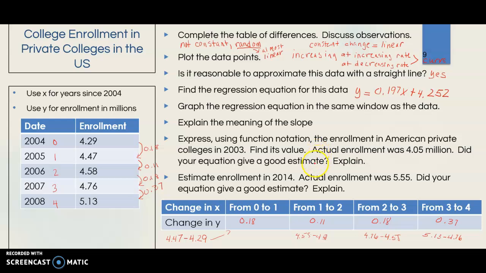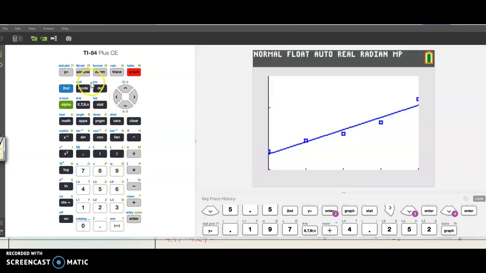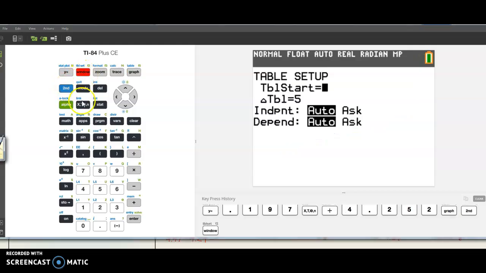It says express using function notation the enrollment in 2003. So using our function notation, this would be y of -1, since 2003 is a year before 0, and we'll find the answer. And then it asks us also for 2014, so that would be y of 10, because that is 10 years after 2004. So we'll look and find both of those answers with our calculator. The easiest place to find these answers is in our table, so I'll set up my table. I'll start it at -1 because that's the first value that I want, and I'll have it go up by 1s.